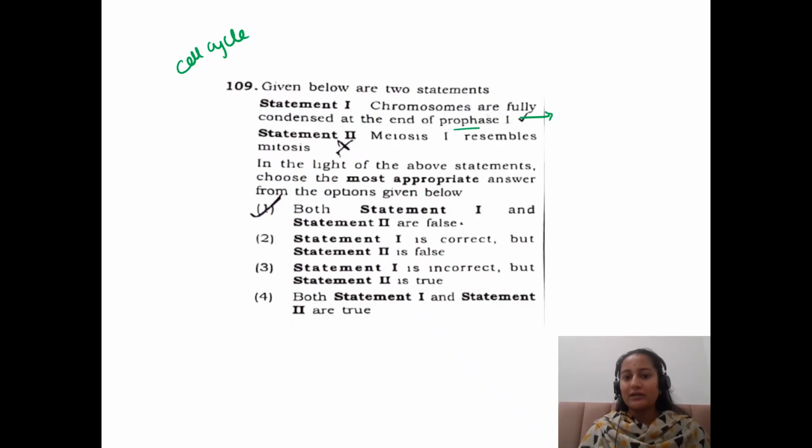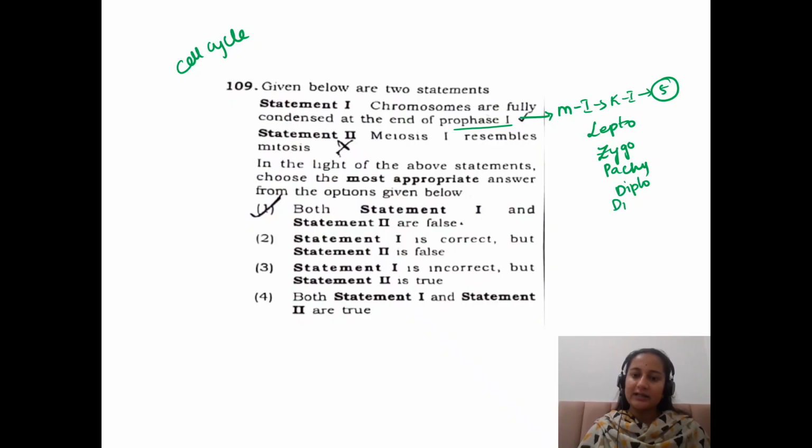Usually prophase 1, which is there in meiosis 1, under that karyokinesis 1, we have the 5 subphases. Those are leptotene, zygotene, pachytene, diplotene, and diakinesis. At the end of diakinesis, which is marked as the end of prophase 1, all the chromosomes will be fully condensed. So this statement is correct.